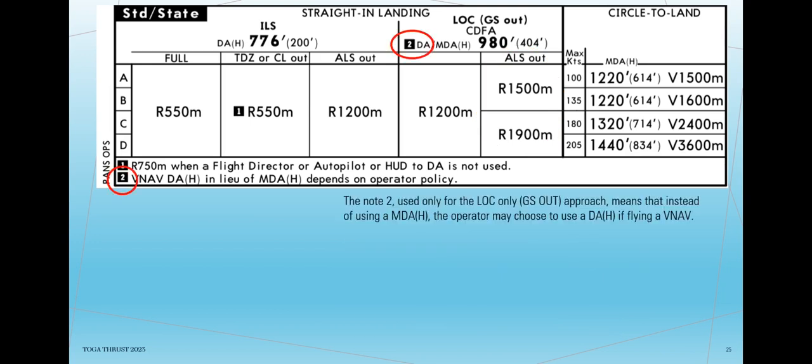Note 2, used only for the localizer-only, glide slope out, approach, means that instead of using an MDA, H, the operator may choose to use a DA, H, if flying a VNAV. What is the difference between an MDA and a DA? And what is a VNAV?